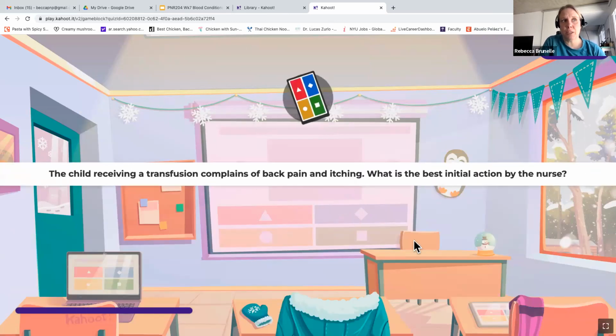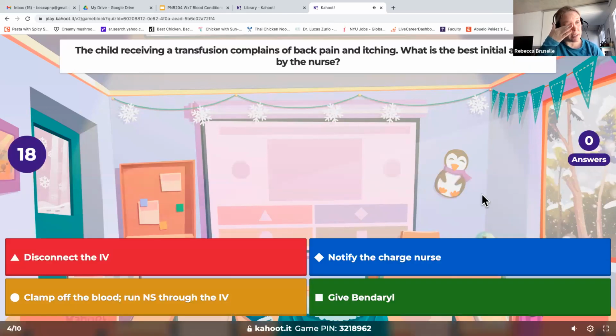So the child receiving a transfusion complains of back pain and itching. What is the best initial action by the nurse? Disconnect the IV blood and run normal saline through the IV, notify the charge nurse, or give Benadryl.